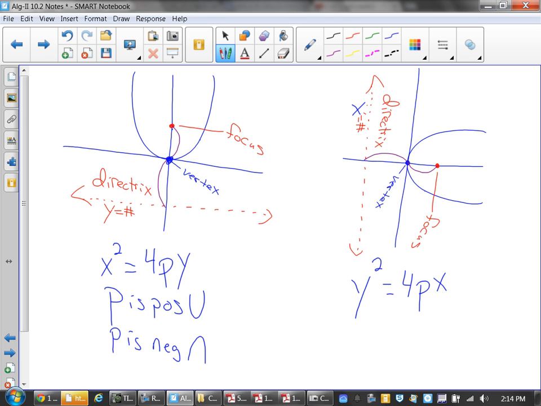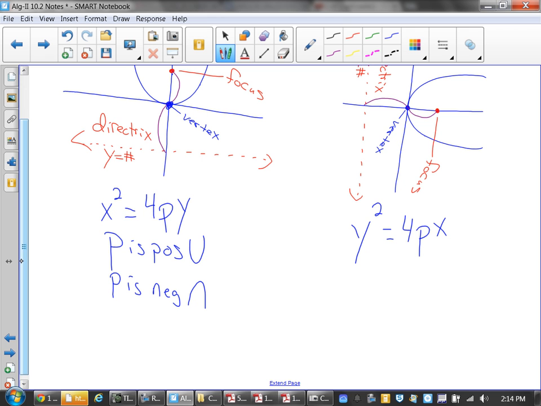Mr. Murphy, what's p? The distance between the vertex and the focus. Now, if it's opening left or right and p is positive, which way do you think it's going? Right. Correct. If it's a y squared and p is positive again, it's opening to the right.